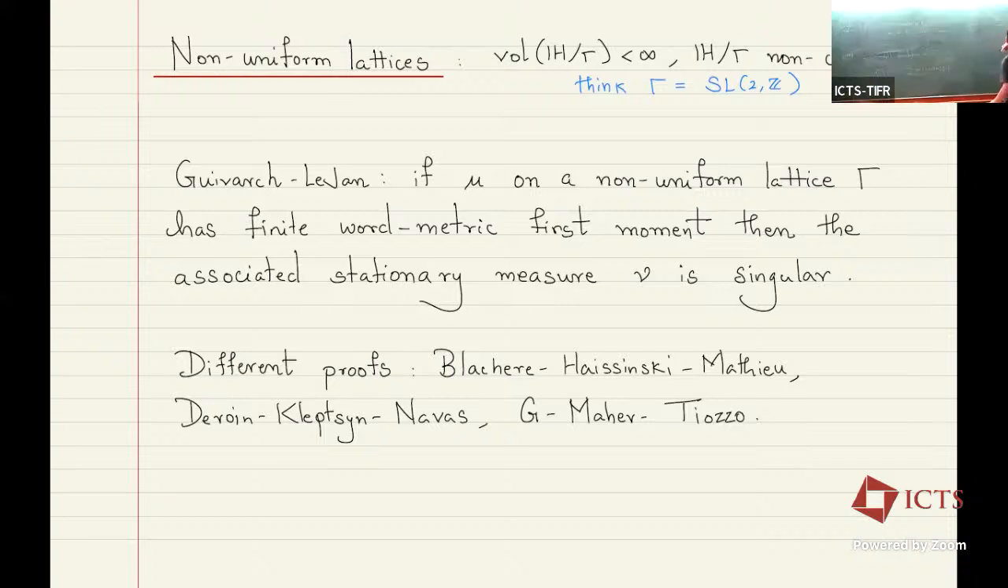Something like the sum over G of the probability of jumping to G, scaled by the distance in the word metric between the identity and G. This should be finite. Okay, that's the finite first moment.